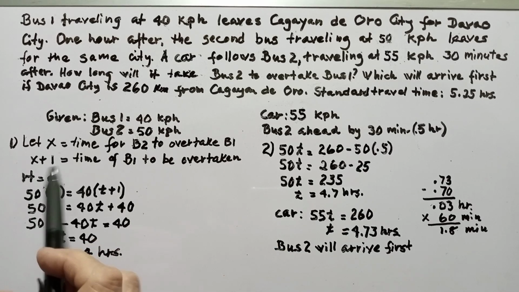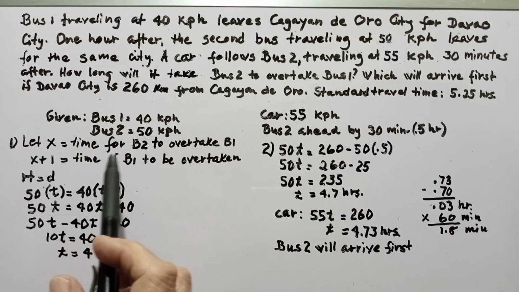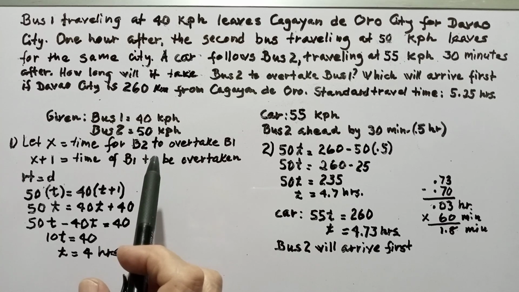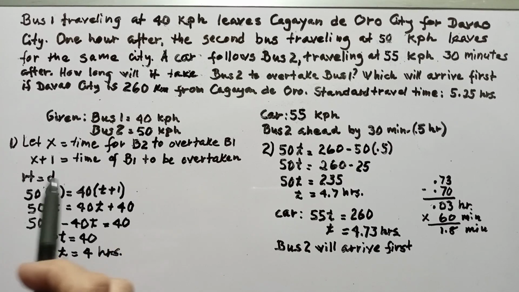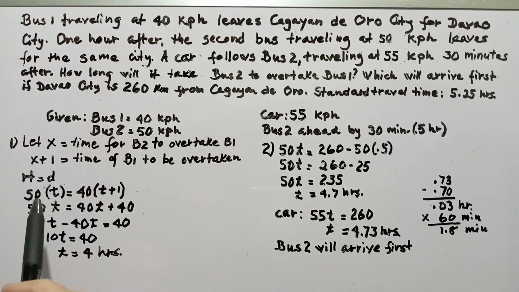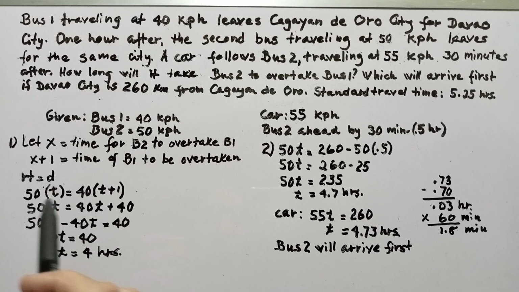X plus 1 because B1 is ahead by 1 hour. So it is plus 1. Now the formula for distance is rate times time, or RT equals D. So let us now go to the equation.